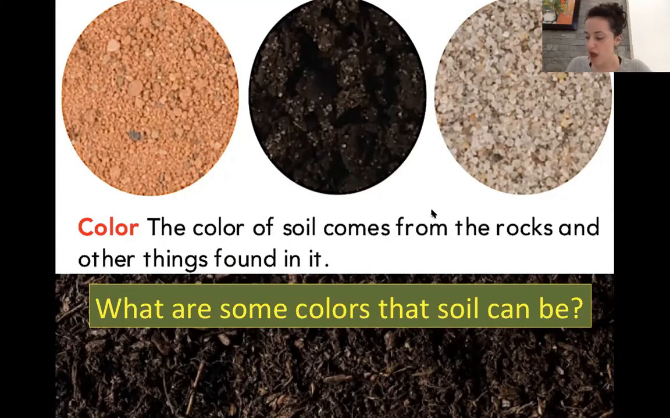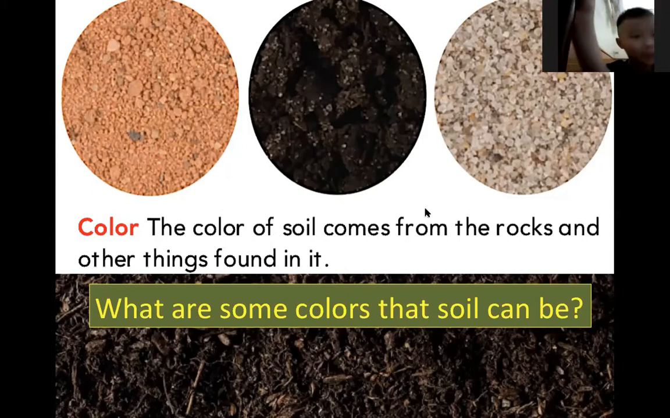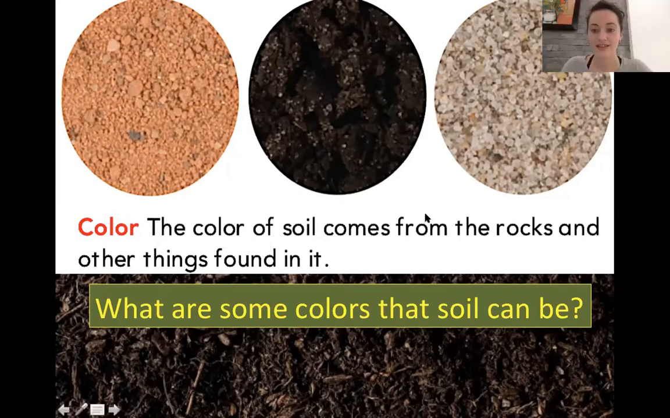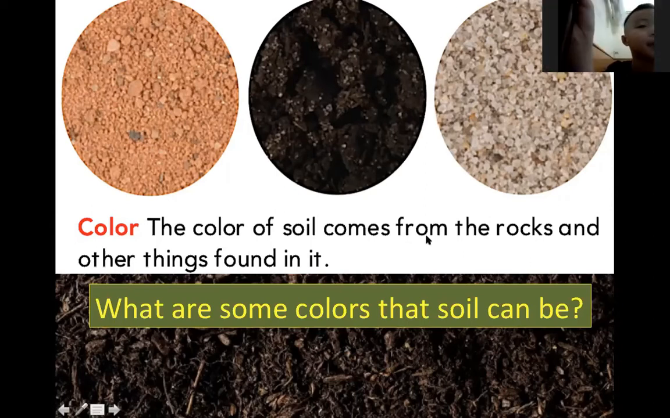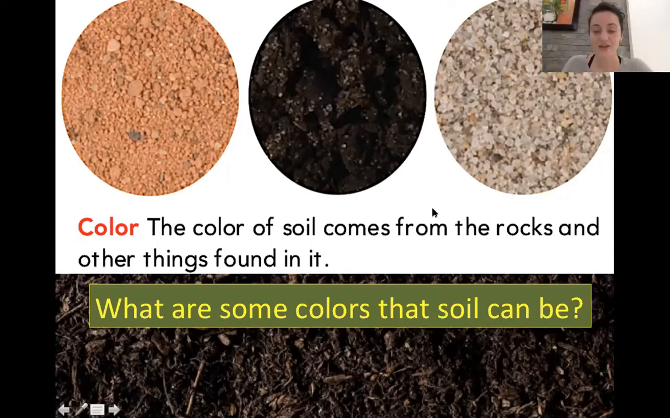Dragon, what are some other colors that soil can be? What colors can they be? Orange! Orange, good. What else? What's this one up here? Brown, bright, white. Very good. Gray, white. Very good job, Dragon.